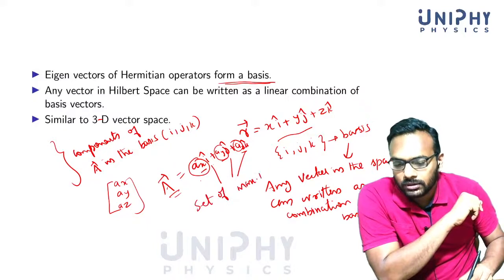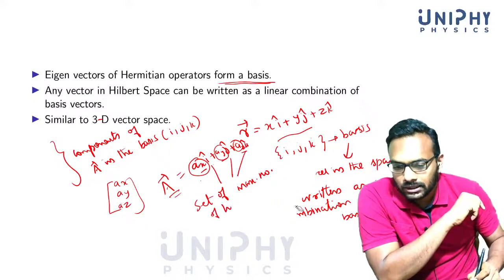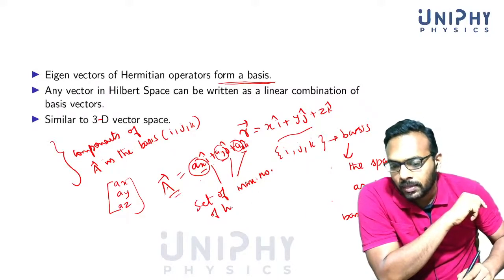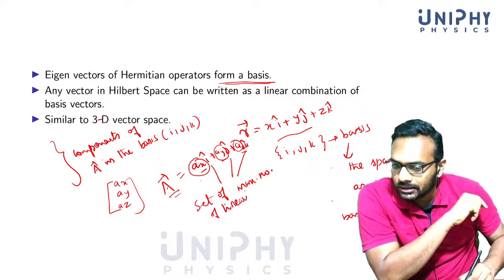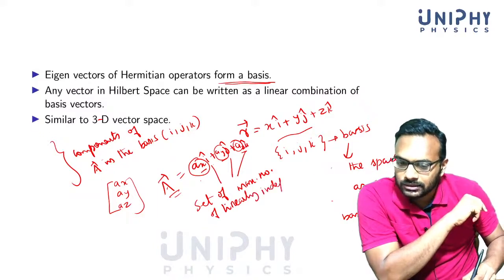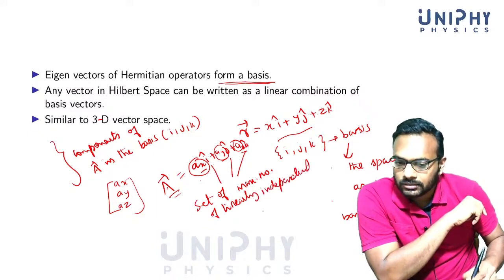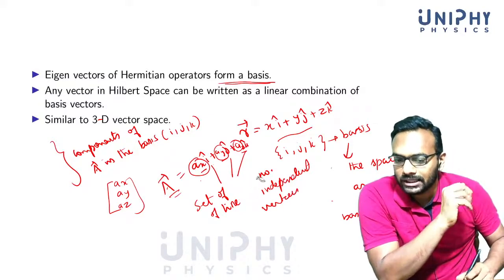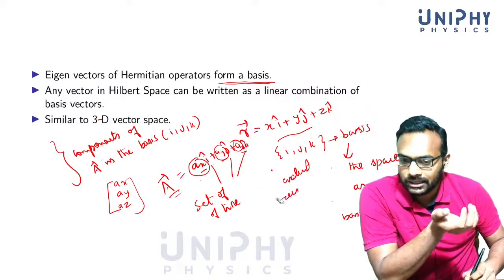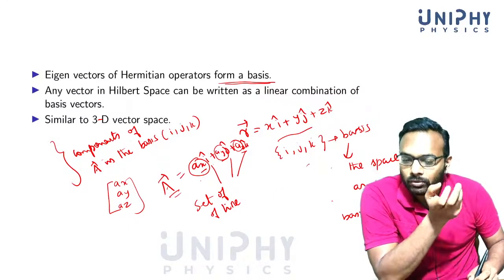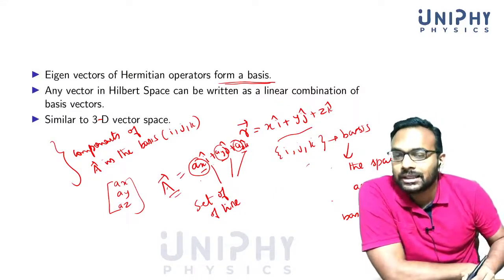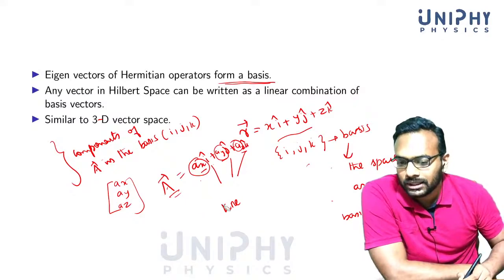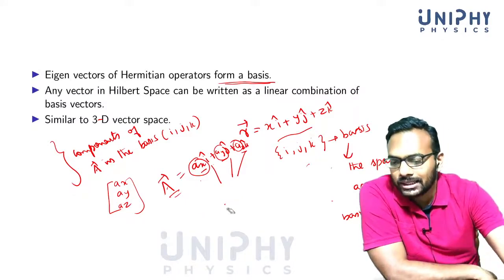By basis we mean it's a set of the maximum number of linearly independent vectors. In three-dimensional space, the maximum number of linearly independent vectors is 3. If you consider a fourth vector, you can always express it in terms of these 3 basis vectors. That's what we mean by linear independence.